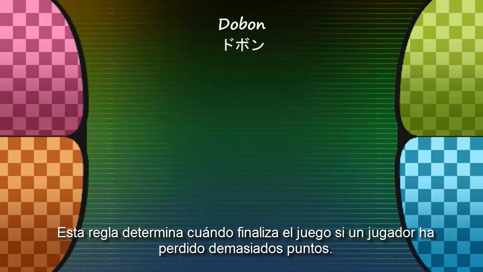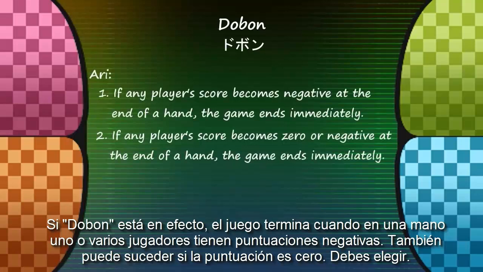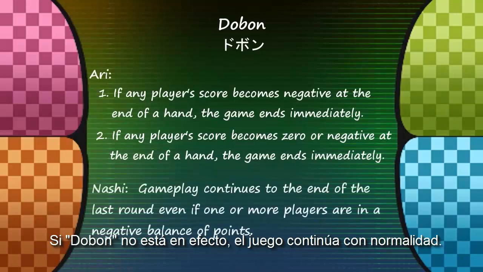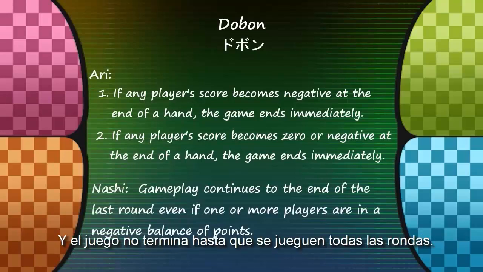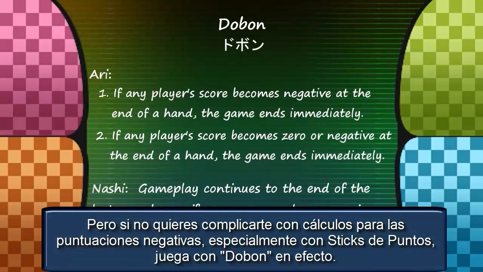Dobon. This rule governs whether the game ends when a player has lost too many points. If Dobon is in effect, the game is immediately over after a hand in which one or more players' scores have become negative, or sometimes fallen to 0. You'll have to choose. If Dobon is not in effect, the game continues with the player or players in a negative balance of points, and the game doesn't end until all rounds have been finished. Whether or not you use this rule depends on how long you want to keep playing. But if you want to avoid the hassle of having to keep track of negative scores, especially if you're using point sticks, I recommend playing with it.